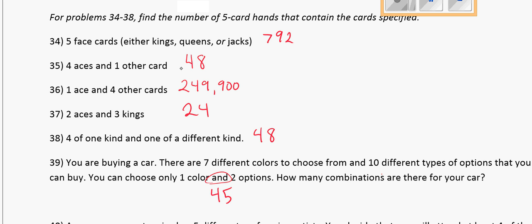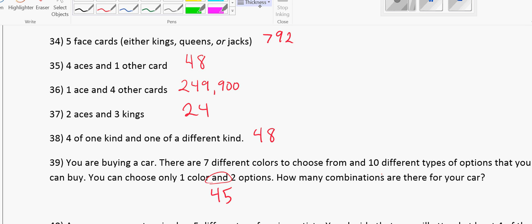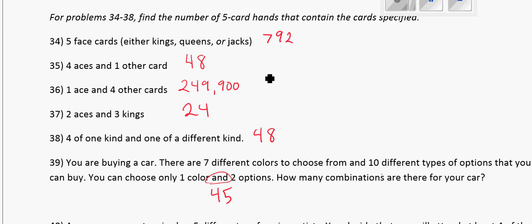Let's take a look at problem 35. We're asked to find how many ways we could get 4 aces and 1 other card. How many combinations of that hand could we get? Well, 4 aces, there's only 4 aces in the stack. So of the 4 aces, if we're going to choose 4 of them, we have to choose all of them, 4C4. And I have to multiply, because there's actually 2 events here, the event of getting 4 aces and the event of getting 1 other card.